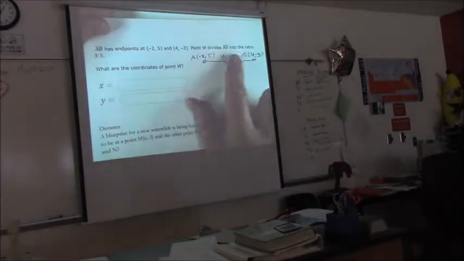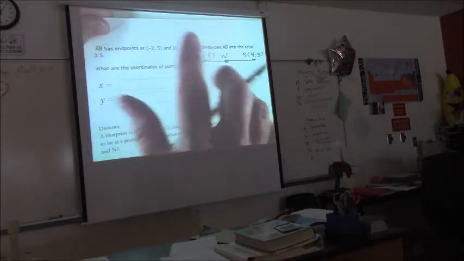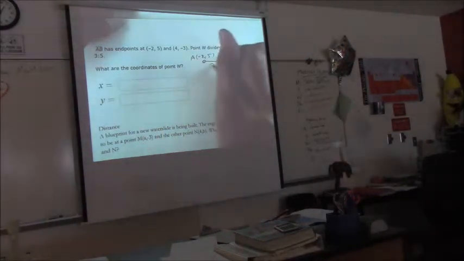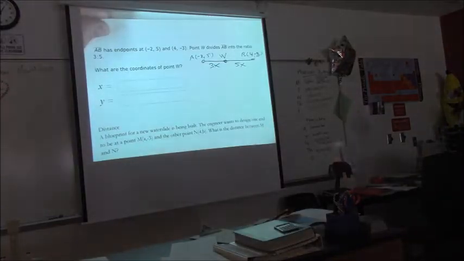W is dividing it into a ratio of... All serious aside, we gotta get this one. Ratio of what? 3 to 5. So my trick was to call it 3x, 5x.